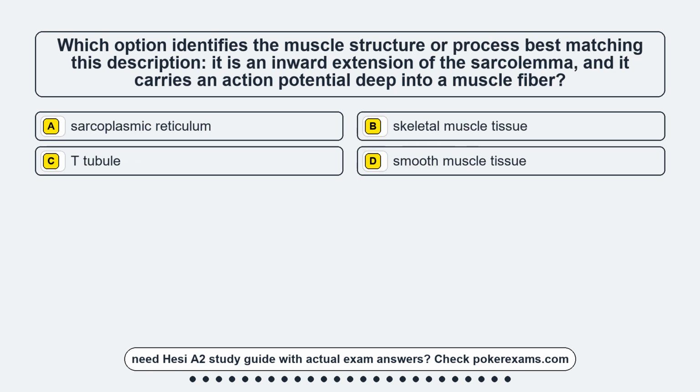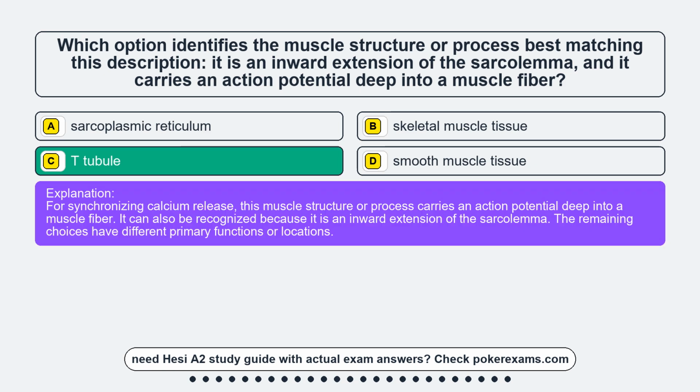Question 25. Which option identifies the muscle structure or process best matching this description? It is an inward extension of the sarcolemma, and it carries an action potential deep into a muscle fiber. Option A, sarcoplasmic reticulum. Option B, skeletal muscle tissue. Option C, T-tubule. Option D, smooth muscle tissue. The correct answer is option C, T-tubule.